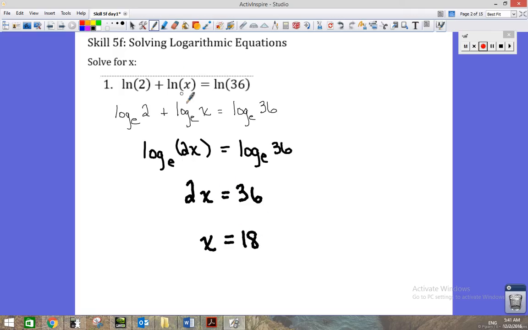Check and make sure that you're not taking the log of 0 or the log of a negative number when you plug 18 into your equation. Everything looks good to me. Let's do another one.